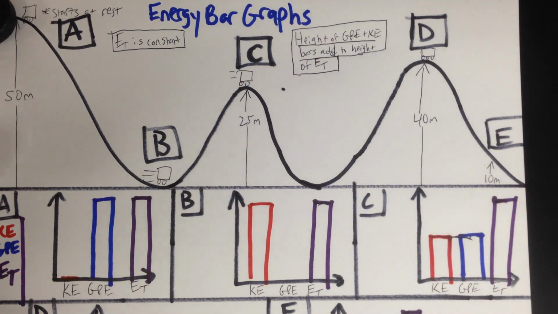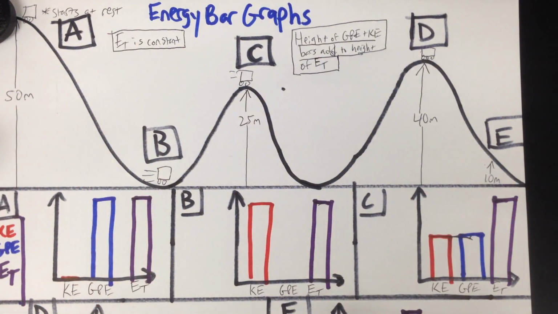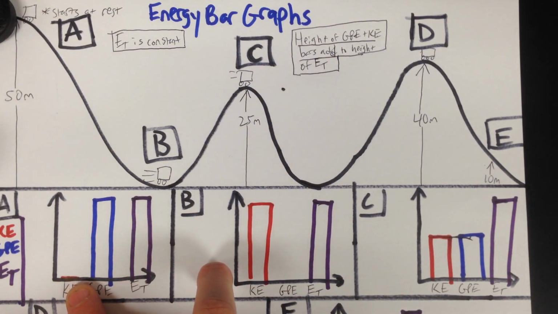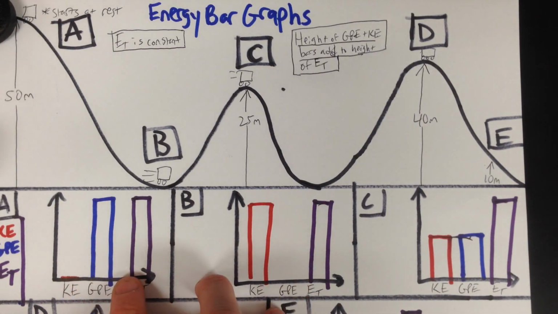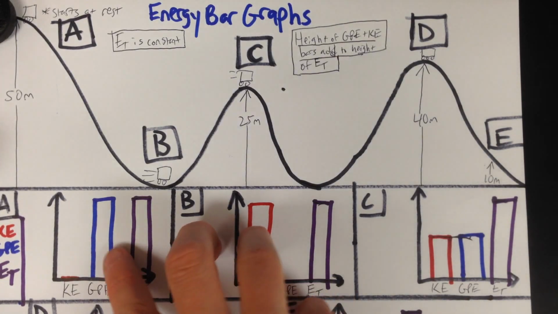So let's look at the bar graphs we drew here for each location. Let's start with A, where the coaster starts at rest. What that means is it has no kinetic energy when it starts at rest. So I drew in red, it's going to be our kinetic, and I just drew a line there saying 0. Then I drew a 4-inch tall bar there for GPE, saying we have a height of 50 meters, so we have a bunch of GPE. Just not totally to scale here with numbers or calculations, just conceptually.